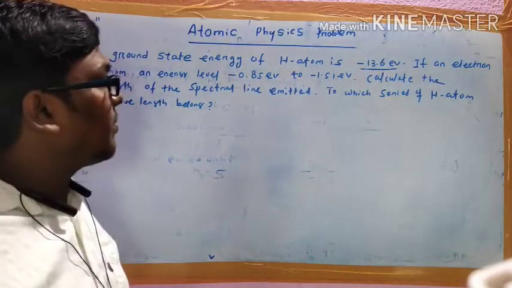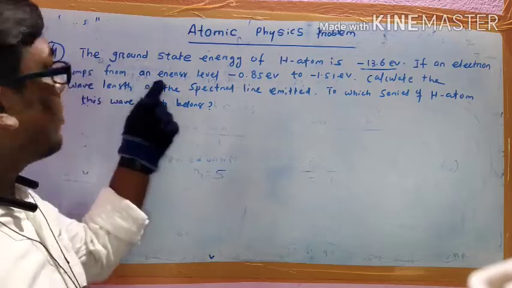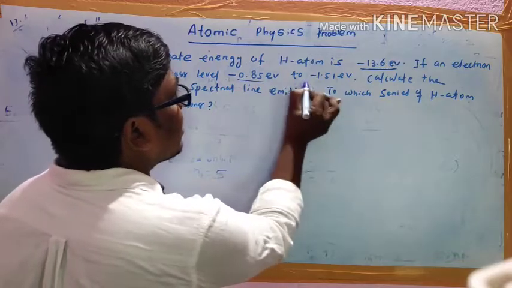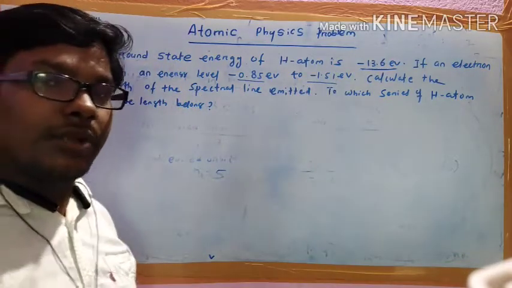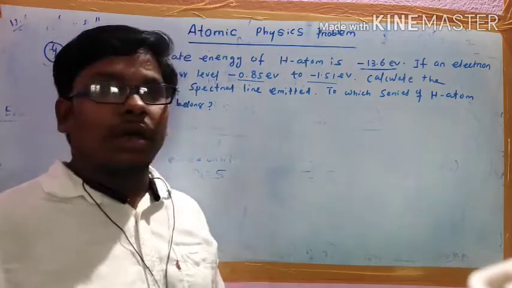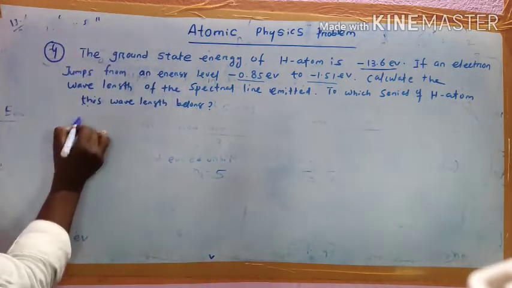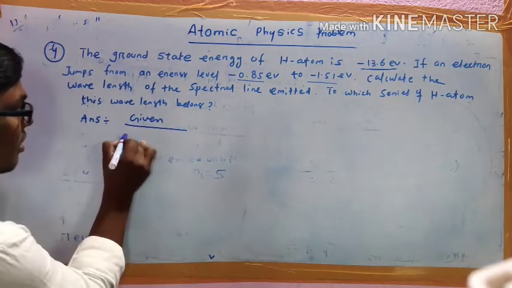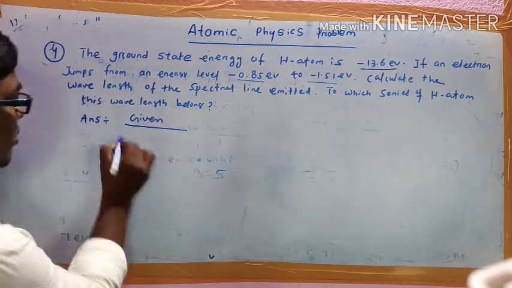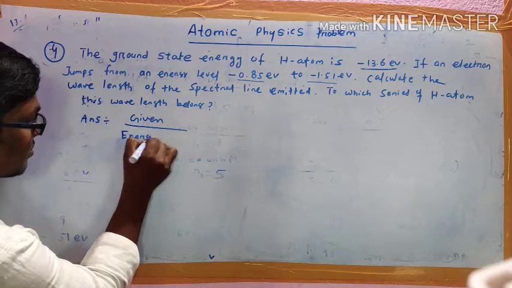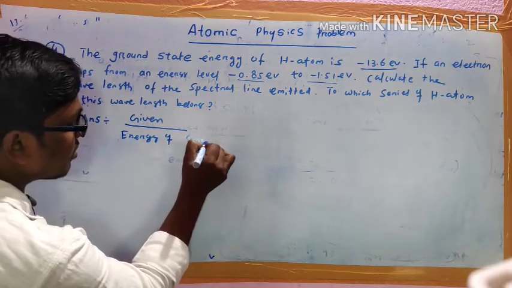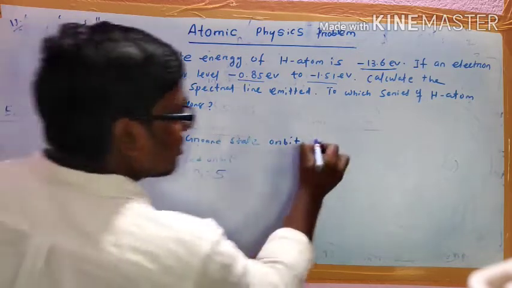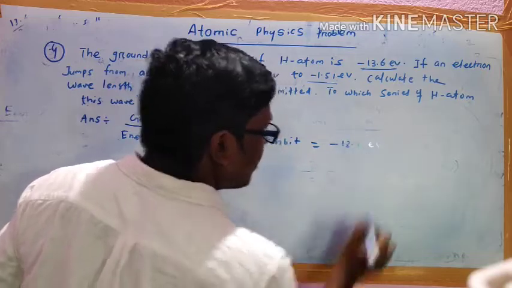This is the first question's answer. Then after, what is the wavelength? We just need to know which two orbits belong to these energies. If you know this, then we can easily calculate all our answers. So let's see the answer. Given energy of ground state orbit, that is minus 13.6 eV.